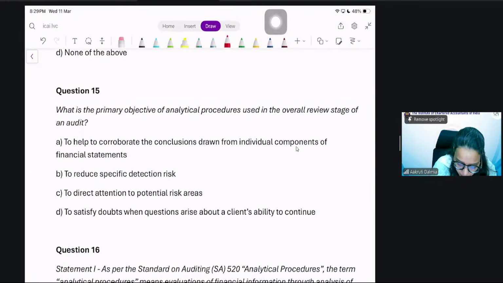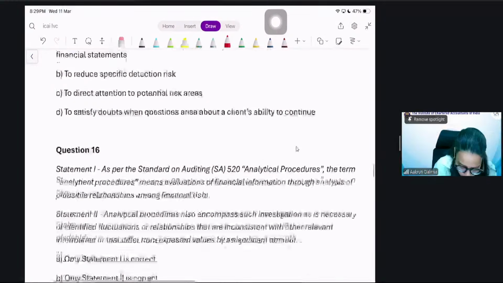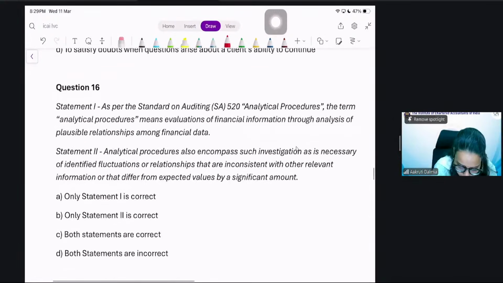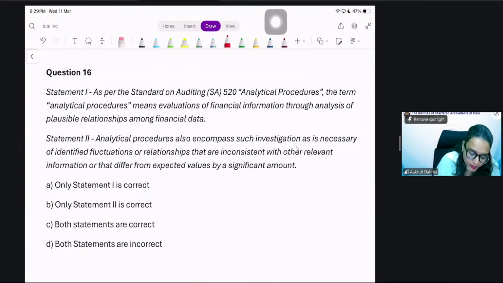What is the primary objective of the auditor used in the overall review stage to help? No, this I have not taught you yet. This will be covered next time. Come to question 16.